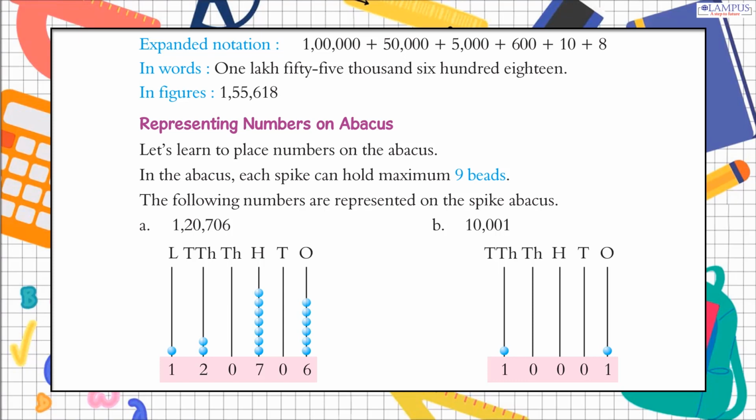B. 10,001. 1 spike has 1 bead. 10 spike has no bead. 100 spike has no bead. 1000 spike has no bead. 10,000 spike has 1 bead.